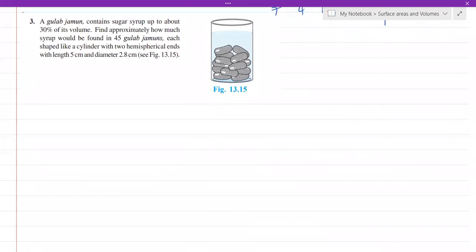Okay. Now let's come to the next question. A gulab jamun contains sugar syrup up to about 30% of its volume. Whatever is the volume of the jamun, 30% of it is syrup itself. Okay, 30% of the volume is occupied by the syrup. Find approximately how much syrup would be found in 45 gulab jamuns, each shaped like a cylinder with two hemispherical ends, with length 5 centimeter and diameter 2.8 centimeter.